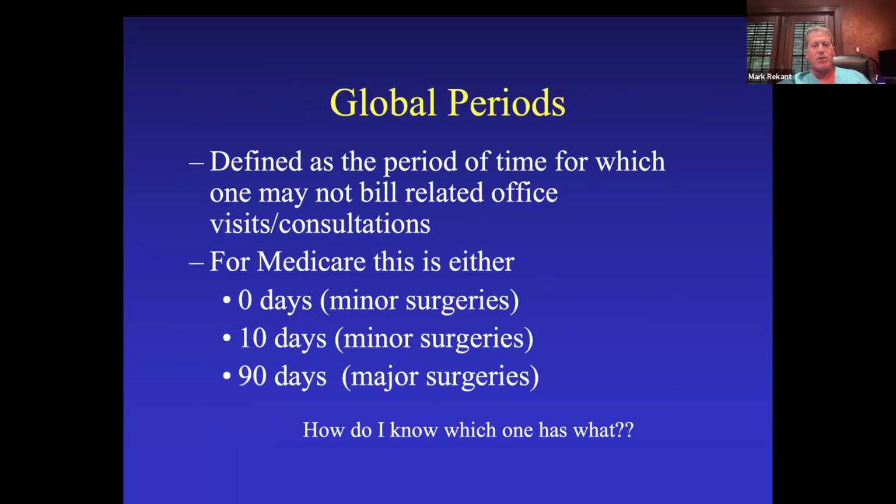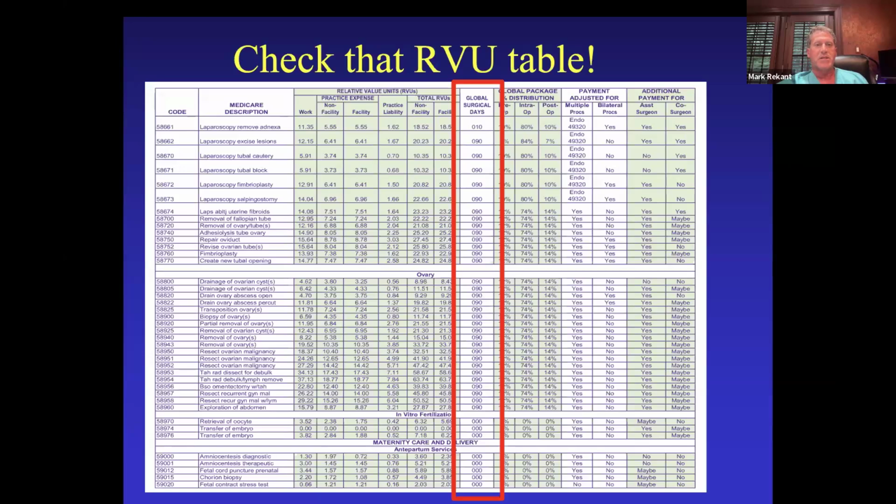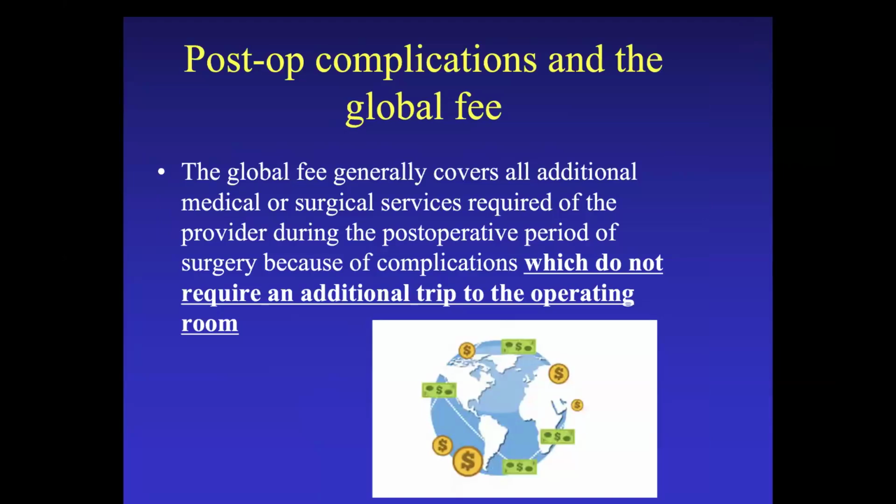So we also have to understand global periods. We'll talk some of these. Your minor surgeries, we'll talk about a little bit, have a 10-day global. More major surgeries have a 90-day global, which means you're not really billing for anything in the postoperative care, except if something's unrelated. Well, how do you know what the global period is? Again, that RVU table that I'll touch on has that listed, as you can see here in the red box.